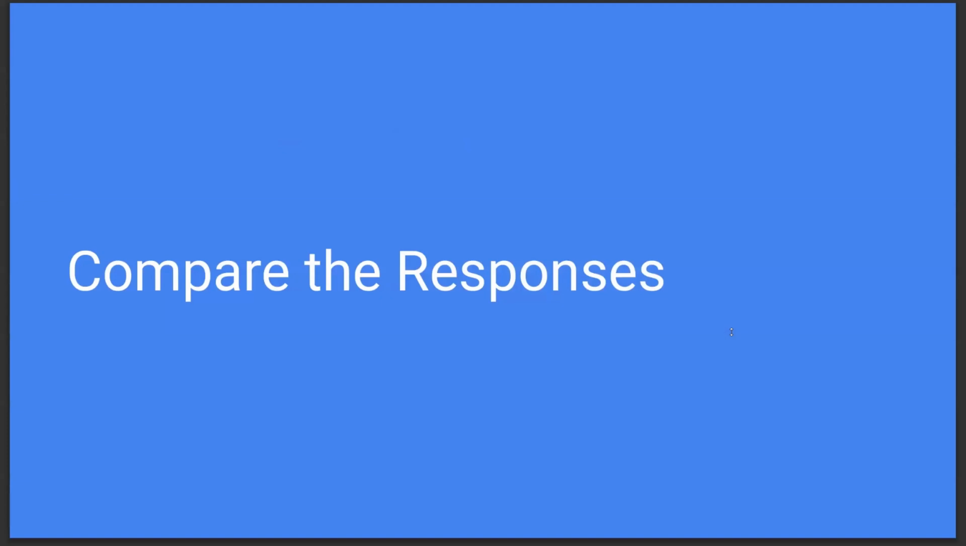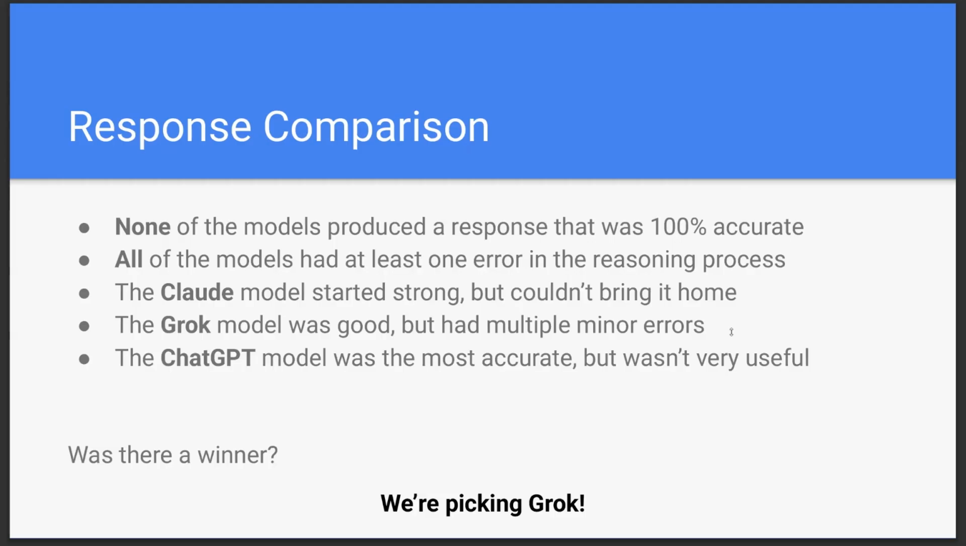Okay, so let's move on. Let's compare these responses. So none of the models produced a response that was 100% accurate. Keep that in mind. And we know that large language models cannot be relied upon for their accuracy. All of the models had at least one error in the reasoning process. So not just in the final answer, but in the reasoning itself. The Claude model started strong, but it couldn't bring it home. The Grok model was good, but had multiple minor errors. And the ChatGPT model was the most accurate, but it wasn't very useful at all.